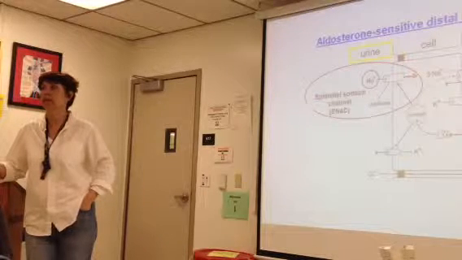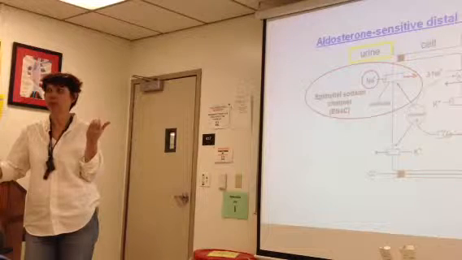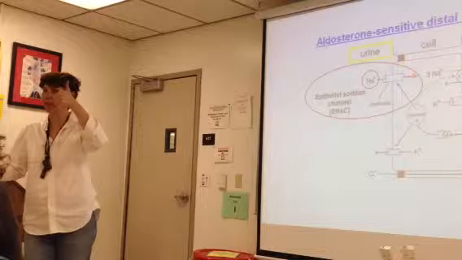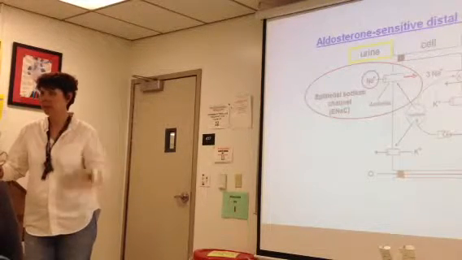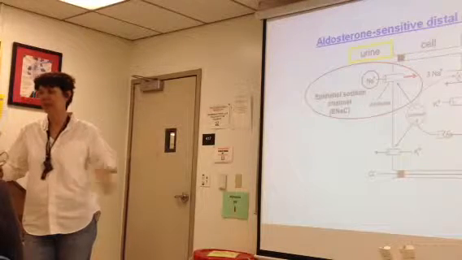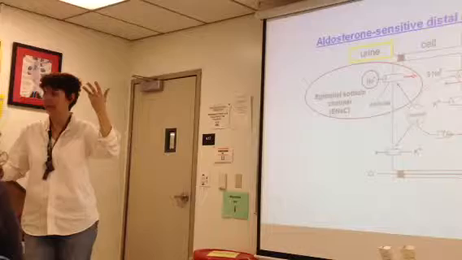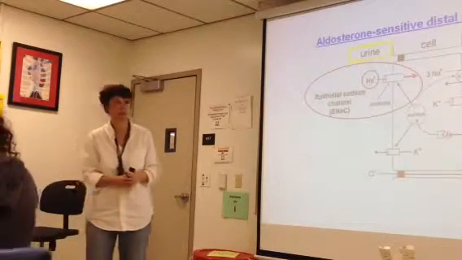With more sodium and more water, what happens to our venous return? Remember from our blood pressure lecture? Venous return goes up, end-diastolic volume goes up, stroke volume goes up, cardiac output goes up, blood pressure goes up. That is the overall effect that occurs.